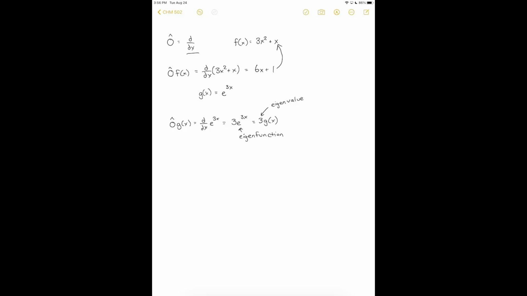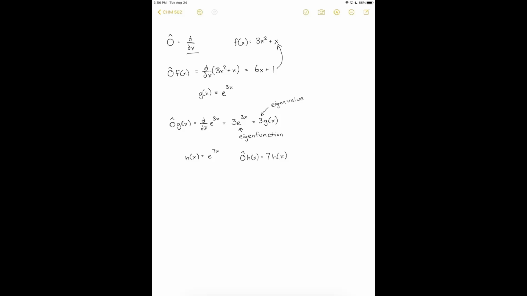In fact, if we took another function, let's call it h of x, and we said it was e to the 7x, right? Now, if we were to operate on h of x, what we would return is 7 h of x, right? h of x, which is e to the 7x, is a different eigenfunction, and it has a different eigenvalue. And this is going to be, in general, true for all of our functions.